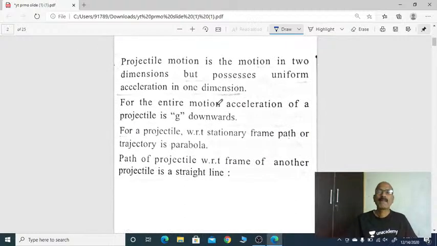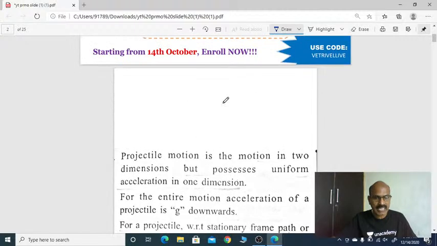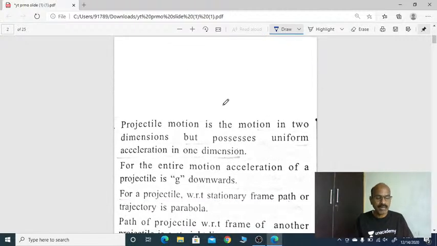Projectile motion is the motion in 2 dimensions, we all know, right? What do you mean by projectile? Any body projected into air at an angle other than 90 degree with the horizontal near the surface of the earth is usually called a projectile. Projectile motion is a 2-dimensional motion.